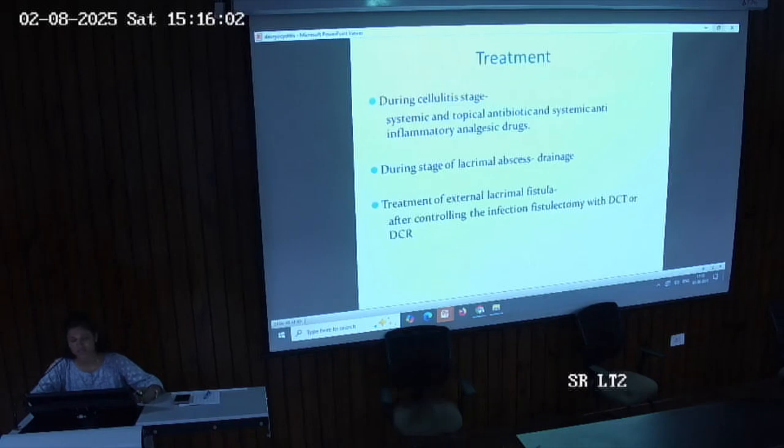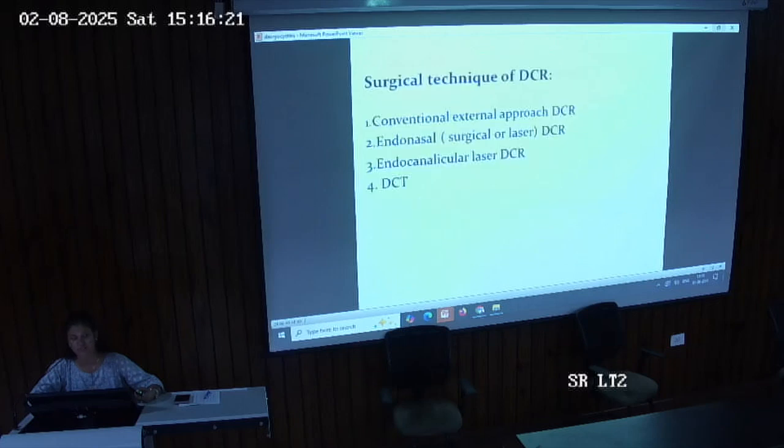Treatment for the cellulitis stage: systemic and topical antibiotics and systemic anti-inflammatory analgesic drugs. For the stage of lacrimal abscess, we have to do drainage of the abscess. For external lacrimal fistula, after controlling the infection, fistulectomy with dacryocystectomy or dacryocystorhinostomy has to be done. The surgical techniques for DCR: it can be done with the conventional external approach, endonasal approach, or endocanalicular laser DCR.